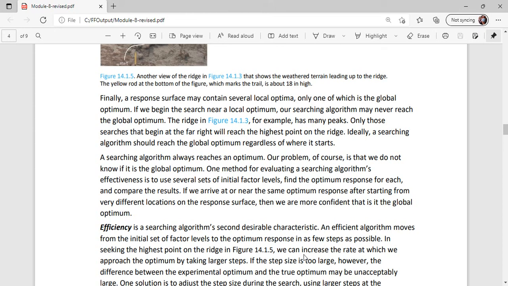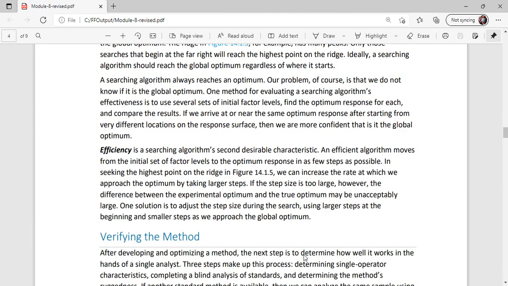Now, our second desirable characteristic is efficiency in searching with your algorithm. An efficient algorithm moves from the initial set of factor levels to the optimum response in as few steps as possible. Okay, so for example, on a mountain.